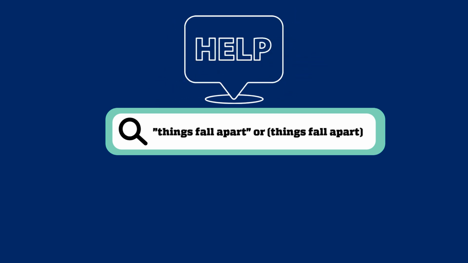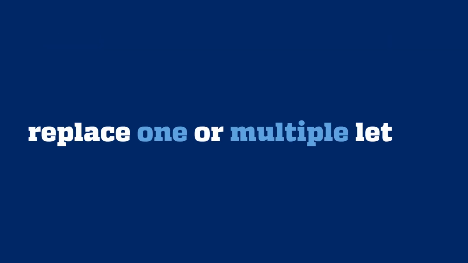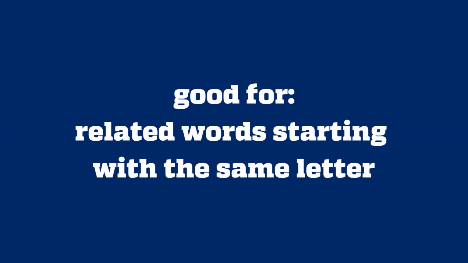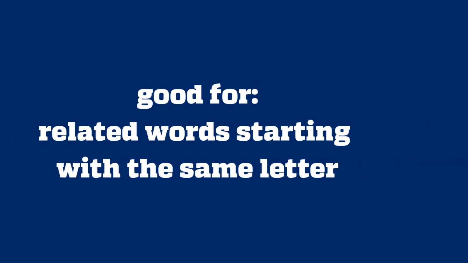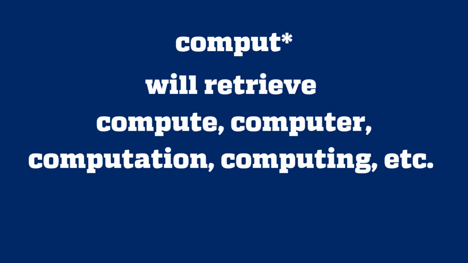But don't forget to check the help section of the database you're using to see whether you want to use parentheses or quotations. To finish up, let's talk about truncation and wildcards, 2 more important tools. The truncation symbol is usually an asterisk or a question mark, but it can be other things. Typically, the asterisk or question mark will replace one or multiple letters. This can be helpful when you're searching for related words that start with the same letter. For example, this will retrieve compute, computer, computation, computing, etc.